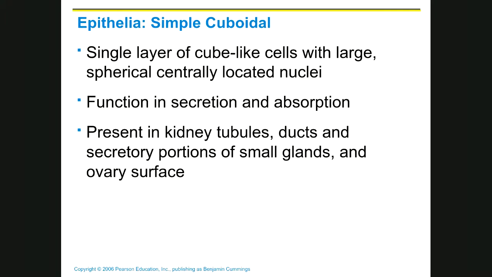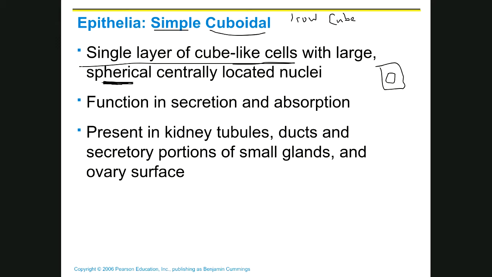Okay, let's look at simple cuboidal. So already you should know something about it. Simple, one row. And cuboidal, cube-shaped cells. So you probably could draw this. It's just a single row of cube-like cells. Remember, they have very large spherical nuclei, so they're located right in the middle. So they look like this. That's what the cell is going to look like.